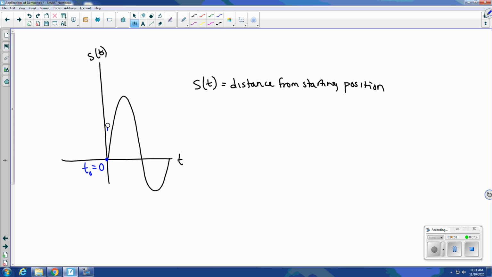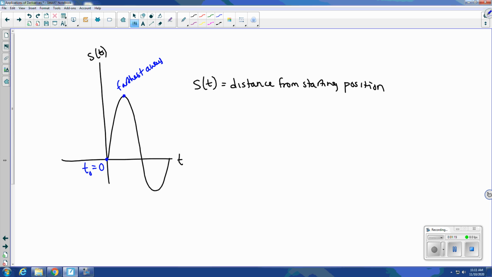And if the outputs represent the distance from your starting position, then we know as we're moving along the curve for this first portion that we are increasing our distance away from our starting position until we've reached this point here. And this maximum represents the farthest distance away from our starting position in the particular direction that we are currently traveling.